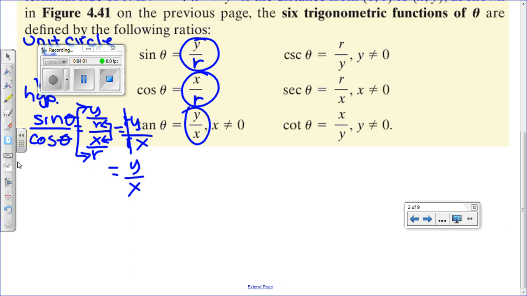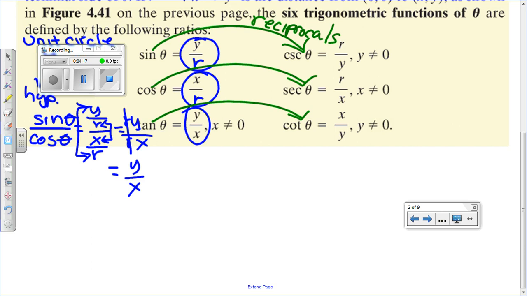Now, we already know there's a relationship here, right? How do we call sine and cosecant? They are? Very good. Just like that, we have cosine to secant and tangent to cotangent. Now, question for a card, so get ready. What is the relationship between these two? Go ahead, Garrison.